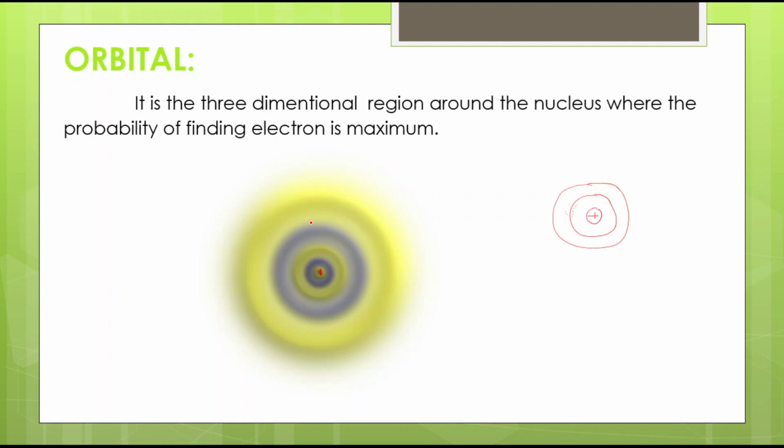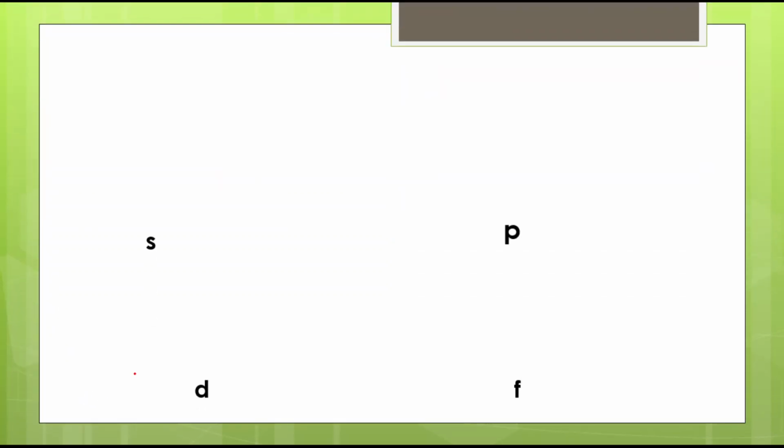So now you just understand, orbital is the three-dimensional space around the nucleus where electron will be present. In specific, orbital is the space in the subshell where electrons will be present. Clear? So next we'll check how these subshells and orbitals are connected.